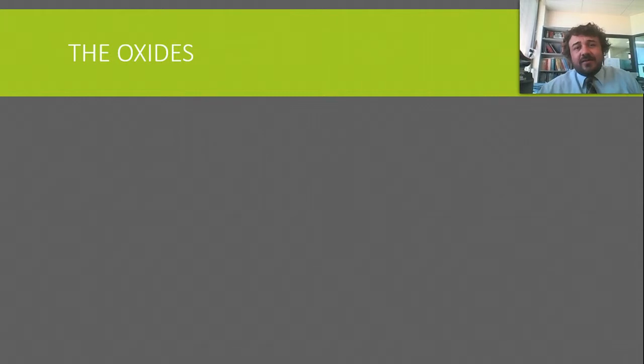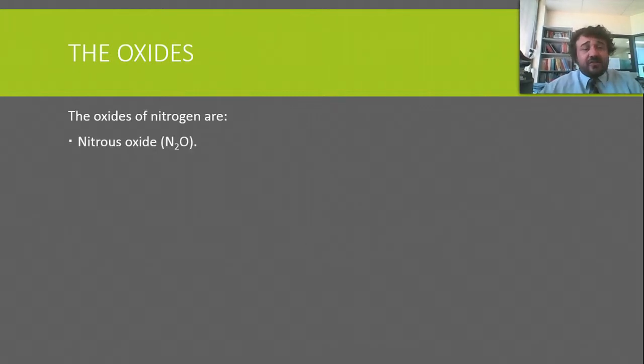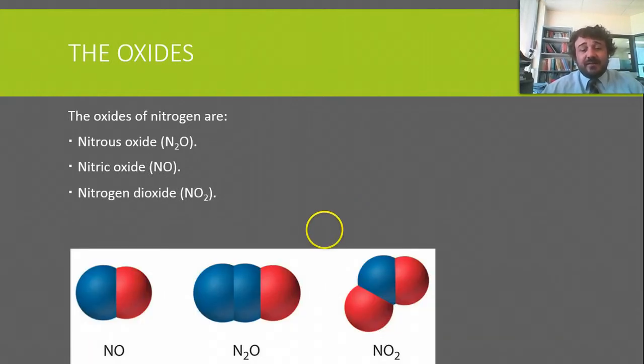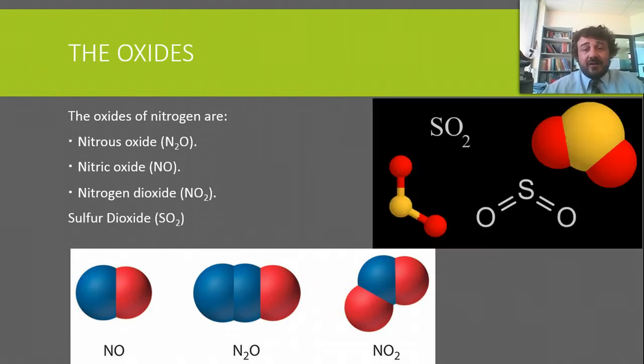So what are the oxides that we're looking at? Essentially, the oxides of nitrogen are nitrous oxide, nitric oxide, which is NO, and nitrogen dioxide. And this is what they look like over here. Then we want to look at sulfur dioxide, which, if we remember from our preliminary course, looks like this.